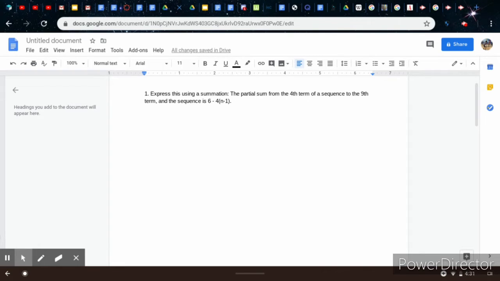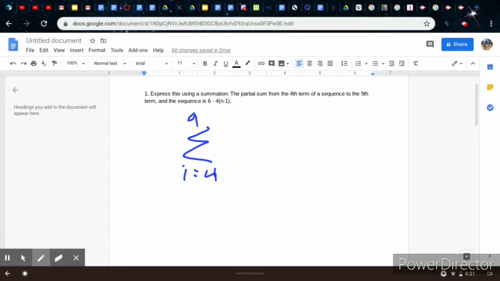Right now, our first step can be just writing the sigma, right? So we write the sigma, and then we can look at what they give us from the question. It tells us that it's from the 4th term to the 9th term. So we can obviously see that the smallest term will be the 4th term, right? So we can say i equals 4 on the bottom of the sigma. Let's make that 4 better. And since it's to the 9th term, we know that the 9th term is the biggest term. So we can just put 9 on the top of the sigma.